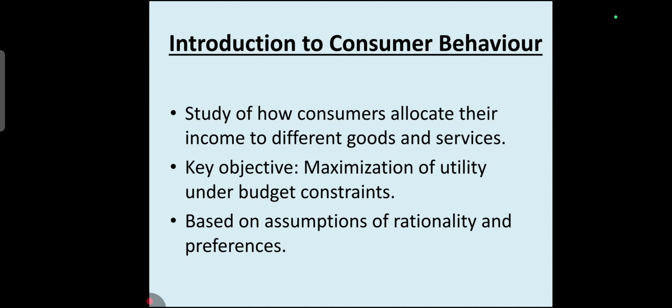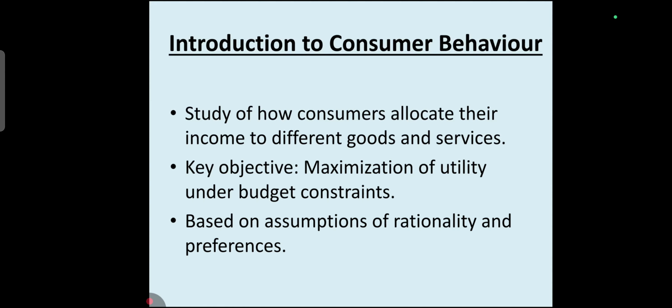What are the key objectives? Maximization of utility under budget constraints. See, the consumer wants to behave rationally. That means he's not being biased for any category of products and services. All he wants is maximum utility, maximum satisfaction that he can derive from these products and services, also considering the budget that he is going to put on the allocation of these commodities in the market, and it is based on the assumptions of rationality and preferences.